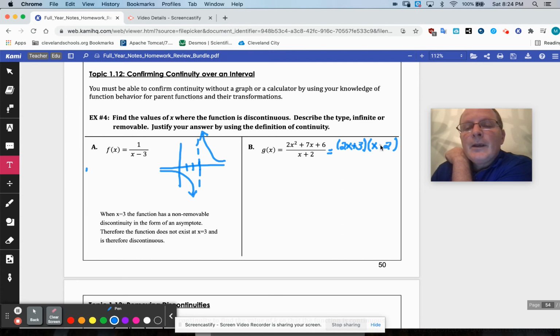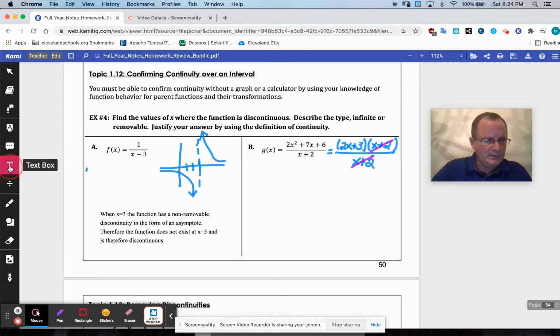And that'll do it. I should have known we're going to have an x plus 2, but pretend like we didn't know that. With that happening, we're going to have a hole, or a removable discontinuity, and so g of -2 does not exist.